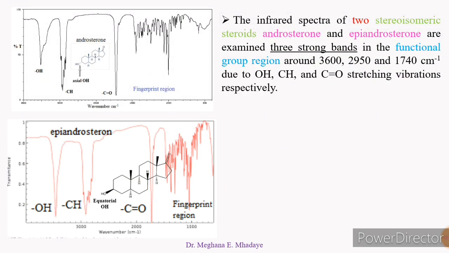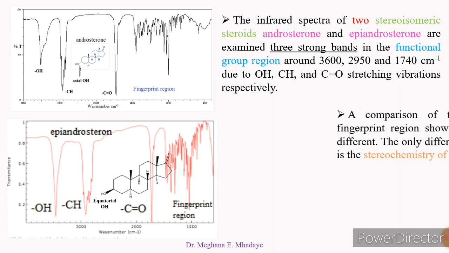Now take the infrared spectra of two stereoisomeric steroids, androsterone and epiandrosterone. When examined, three strong bands appear in the functional group region: around 3600 cm⁻¹ due to OH, 2950 cm⁻¹ due to CH, and 1740 cm⁻¹ due to C=O stretching vibrations.